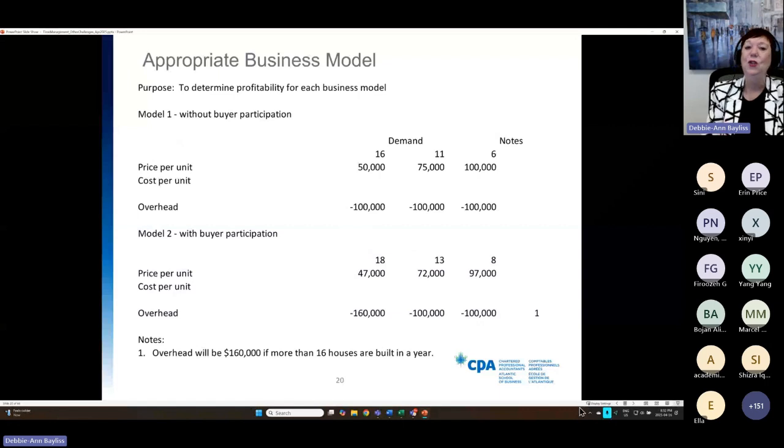So I need to go back to my first exhibit, okay? I've got my prices. I'm going to calculate my costs in the second exhibit, and I'll just put cost per unit up there. Again, not doing anything yet, but I'm going to include the overhead because if you notice, one of the options is that they would create 18 tiny homes. So the overhead's going to be different. And I'll include the note about the overhead.